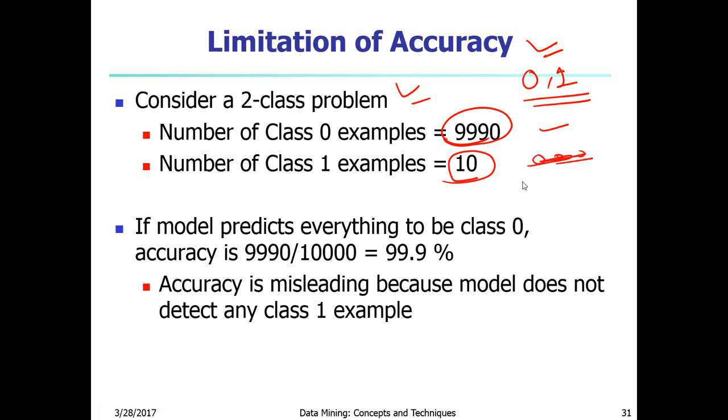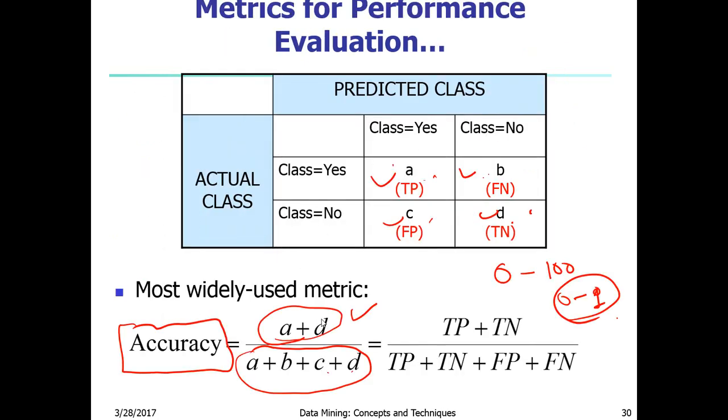If that is the case, how do we find out the accuracy? Well, all the 9,990 zeros have been predicted correctly, and that will have a lot of weight in the numerator, right? If you look at the formula, this is the correct prediction of no's, or zeros.